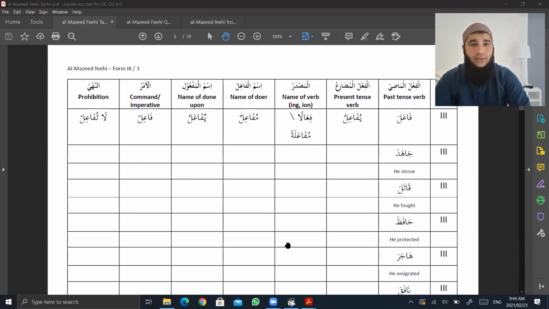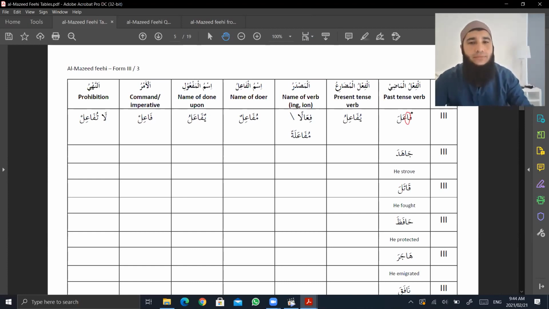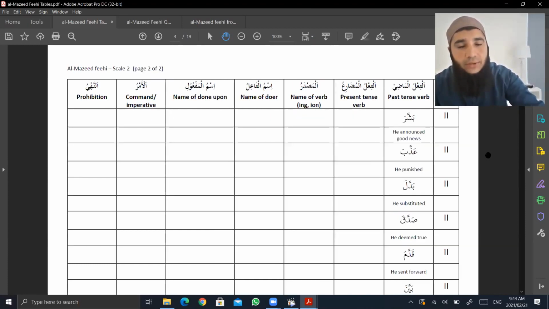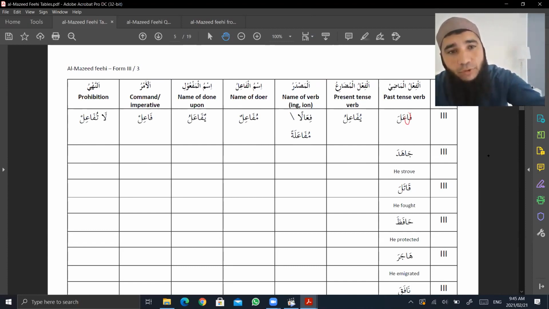Right, let's look at the next scale. Going across the next scale, we have the form fa'ala. Now remember, this is al-mazidu fihi. What's the extra letter that we've added here? Alif. So you identify this by an alif added after the first root letter. In the previous scale, number 2, we just doubled the second root letter. We put a shadda on it.